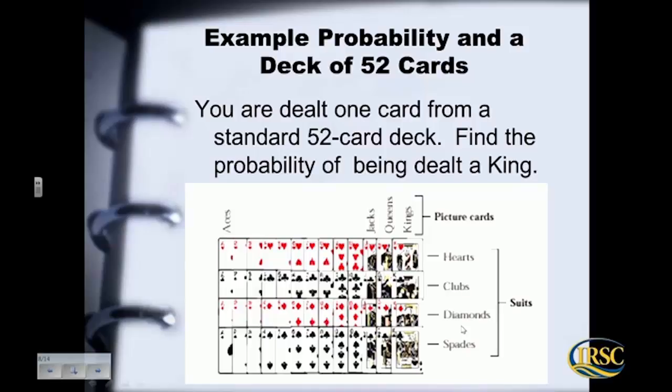Notice that we have 4 suits. That's what we call them: hearts, clubs, diamonds, or spades. Every suit has an ace, so there are 4 aces. Every suit has a picture card. The book calls them picture cards. I know you might have grown up with the word face cards. Okay, but the picture cards are the ones that actually have a picture of somebody on it or a face on it. And so there's a jack, queen, and a king for each suit. And then there's a 2 through 10 for each suit.